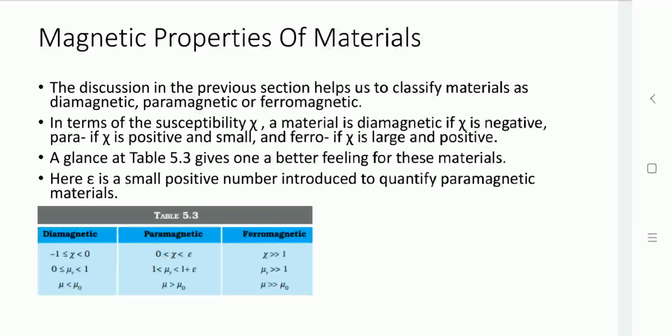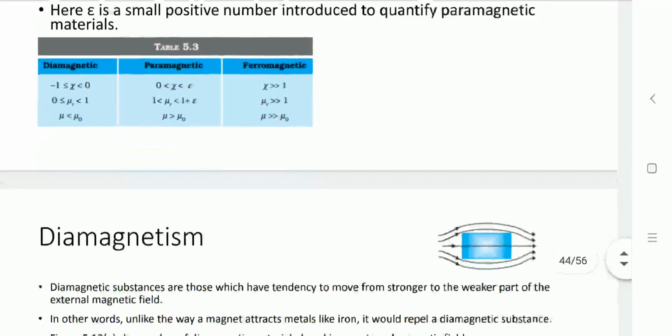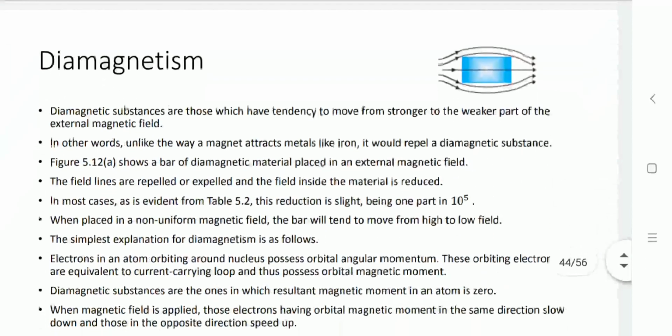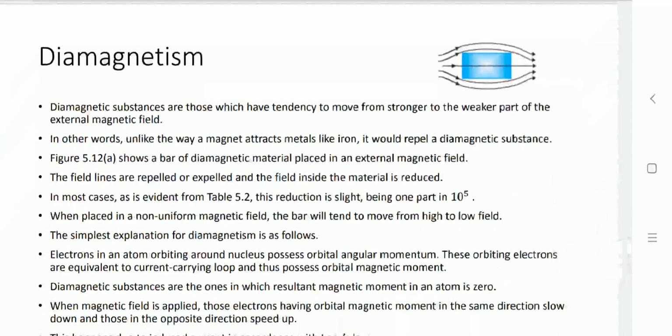So for the diamagnetic, mu is less than mu 0, for the paramagnetic mu is greater than mu 0, and for ferromagnetic mu is very much higher than mu 0 because mu r is high. So let us discuss the diamagnetic.